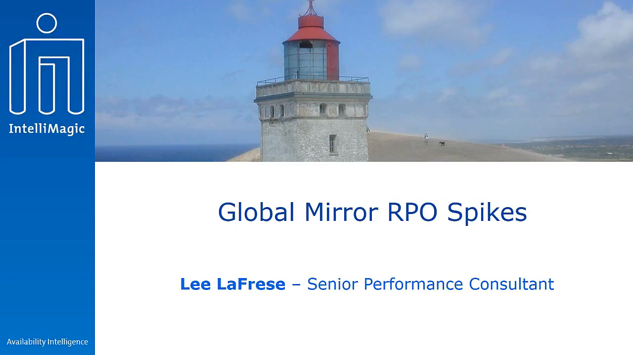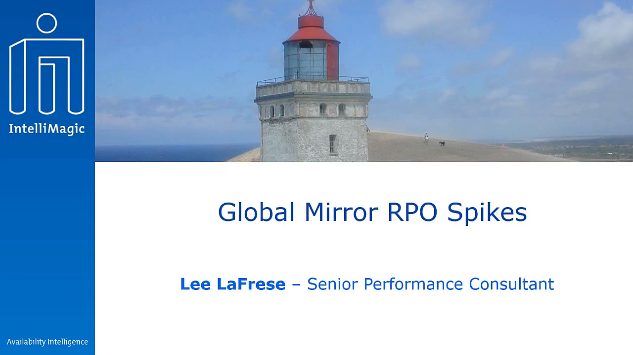And in this case, what was happening was we were seeing some global mirrored RPO spikes. Now, replication is pretty tricky. It's one of the harder problems that you face in managing your storage environment, especially asynchronous replication. With asynchronous replication, the disaster recovery site is by nature always going to be somewhat behind the primary.